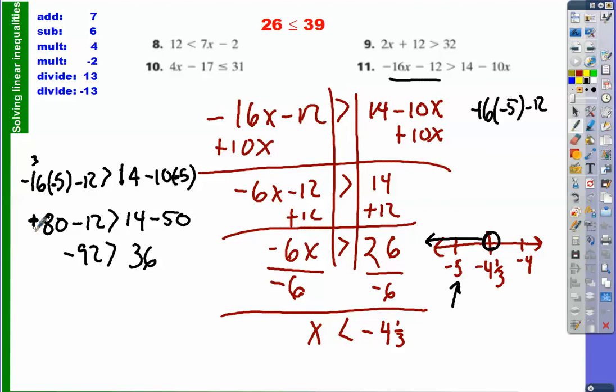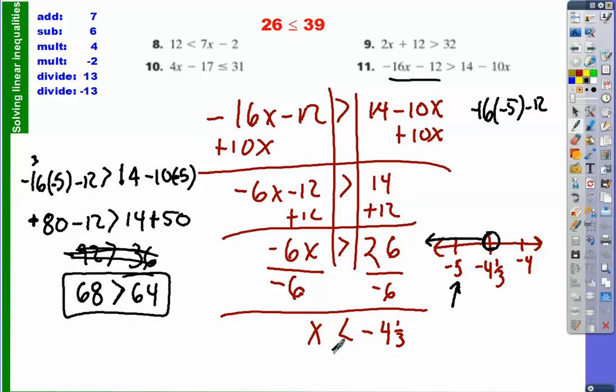It's always good to double check your work. Negative 10 times negative 5 is positive. Okay. So 80 minus 12 is 68. Is greater than 64. Is that a true statement? It is. So we know that this flipping around worked. So that is a quick review on how to solve a linear inequality.